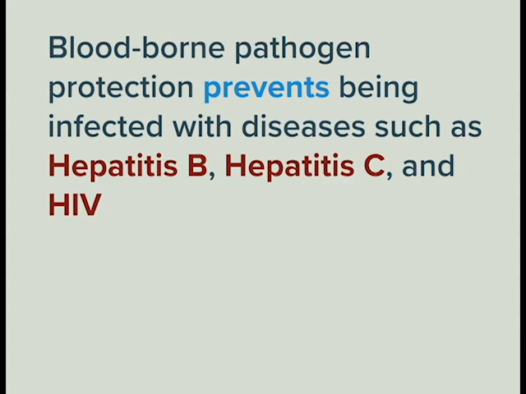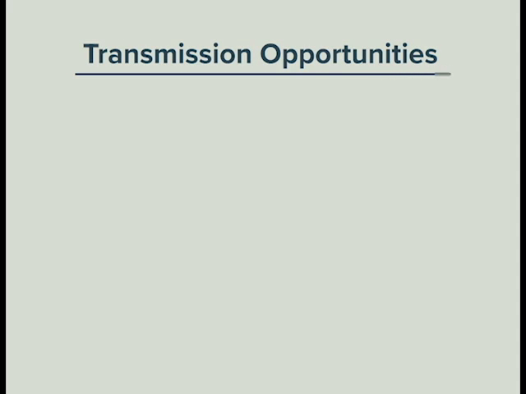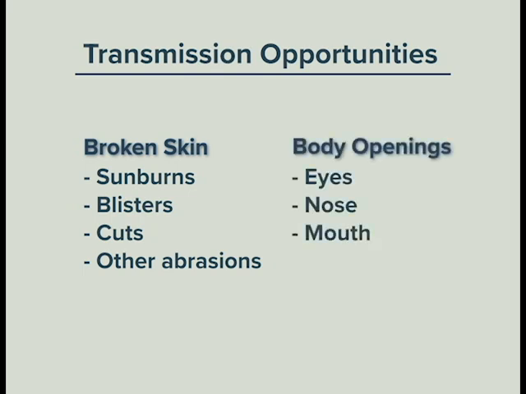The next section contains information about bloodborne pathogens. Bloodborne pathogen protection prevents being infected with diseases such as hepatitis B, C, and HIV. Bloodborne pathogens must enter your bloodstream for you to become infected. Being aware of these opportunities reduces the chance of transmission. These opportunities can be any type of broken skin, including sunburn or blisters. Bloodborne pathogens can also be transmitted through open areas of the body, such as eyes, nose, and mouth.